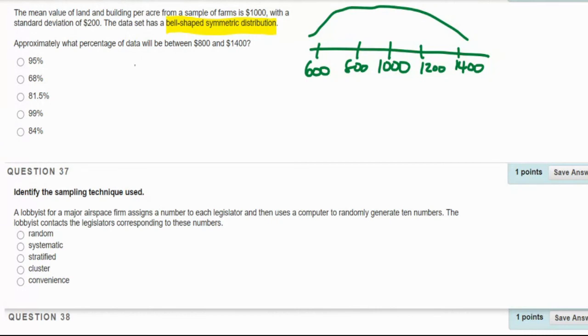And then the question asks to actually find from 800 to 1400. All right. And that is where your diagram is very important. So this is 34. This is 34. This is 13.5. So you have to do 34, 34, 13.5. Could anyone give us the answer? It's 81.5. Okay, 81.5. Good.